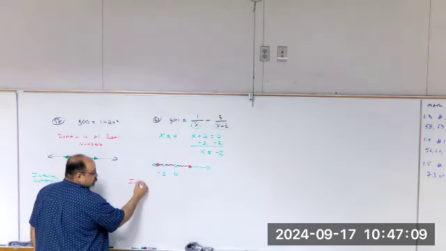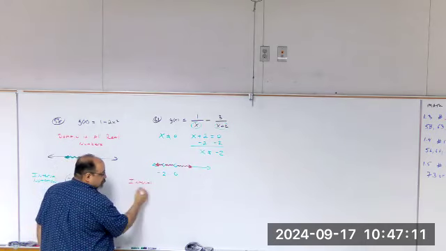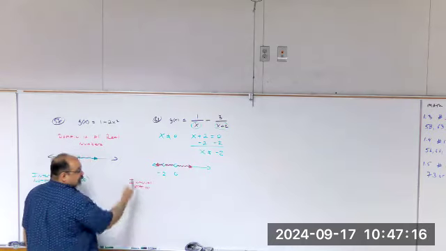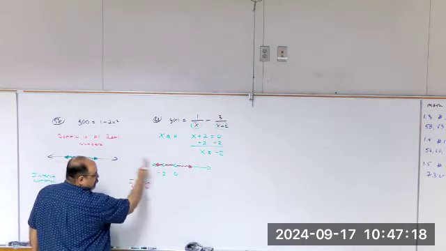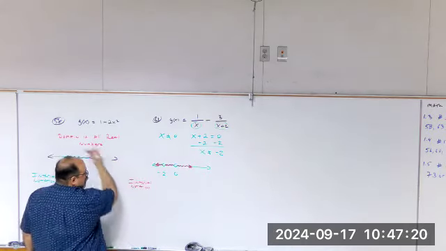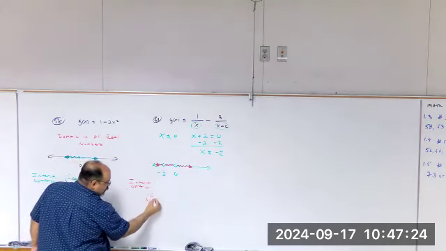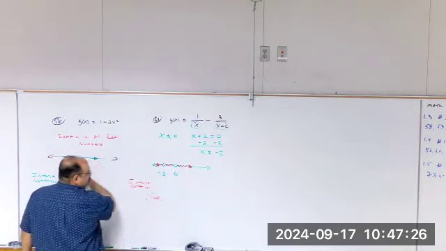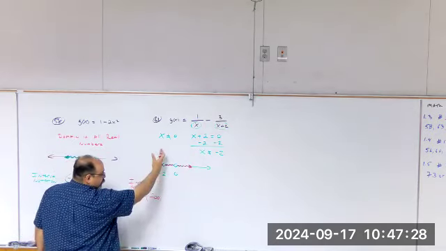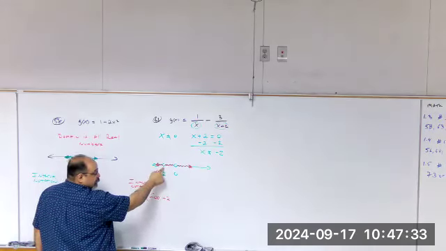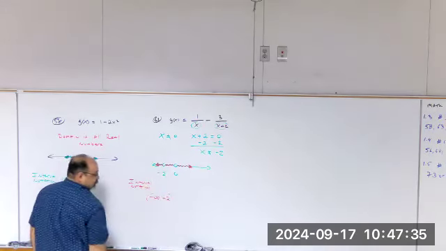Now you have to do interval notation. So the interval over here, it goes from negative infinity, parentheses, negative infinity, and it goes all the way up to negative 2. But it doesn't equal negative 2, so it's a parentheses.